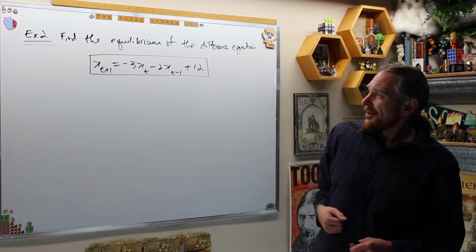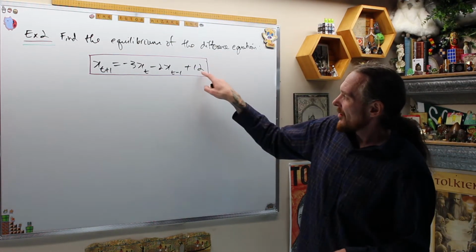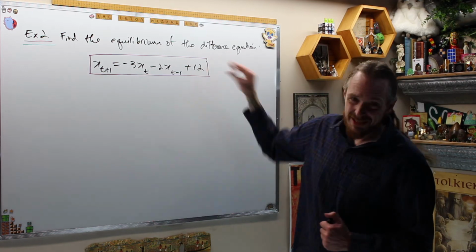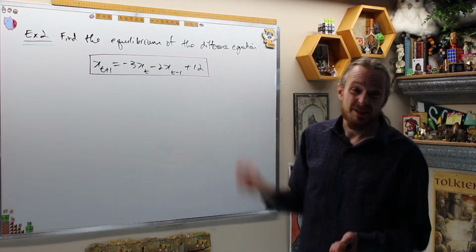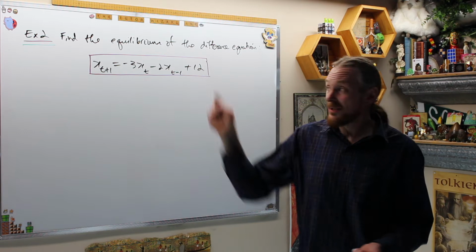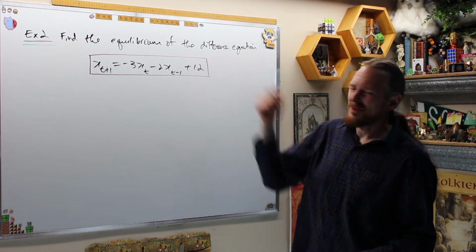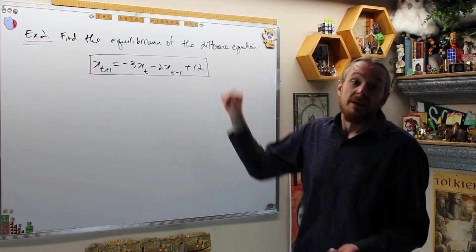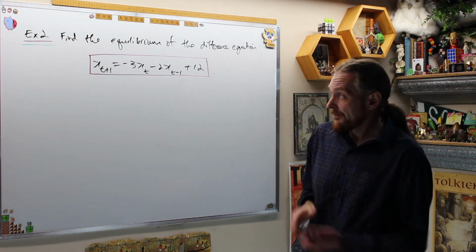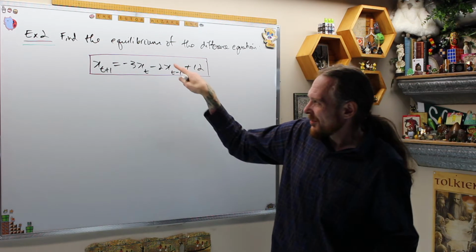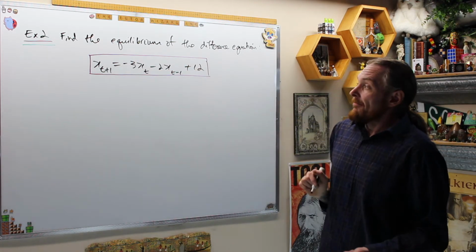Let's do that. All right, example 2 is going to look at a non-homogeneous case, but the only non-homogeneous part we're going to do is still just constant coefficient. So I've added a 12 to the equation from example 1. Find the equilibrium of this difference equation. It turns out there's only going to be one for linear constant coefficient, second order, or any order, in fact, because you're just going to put x star in all the terms. What are we going to get?